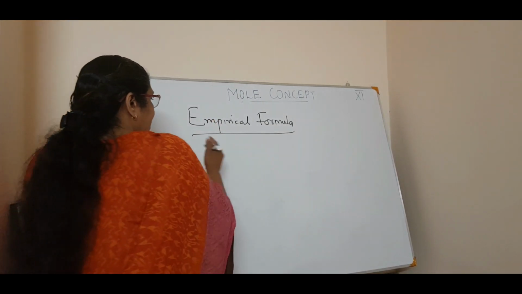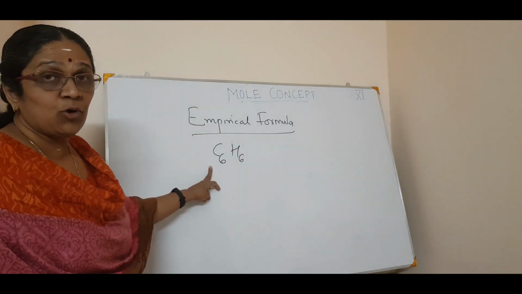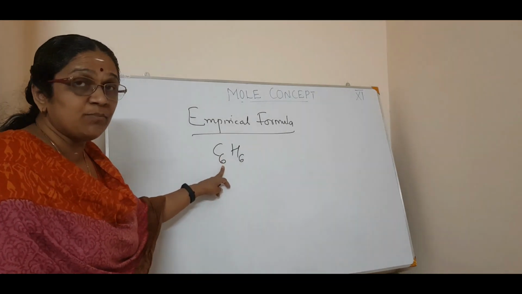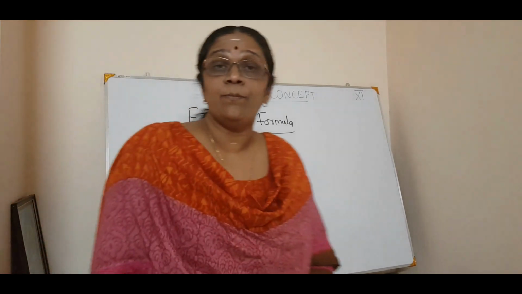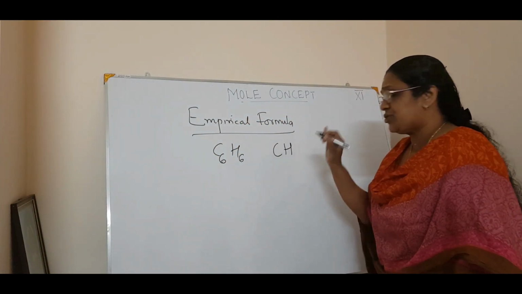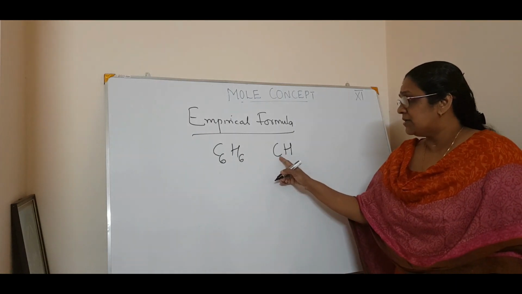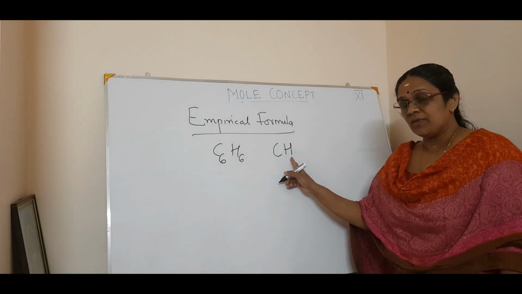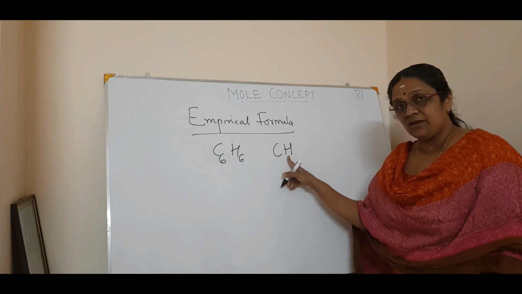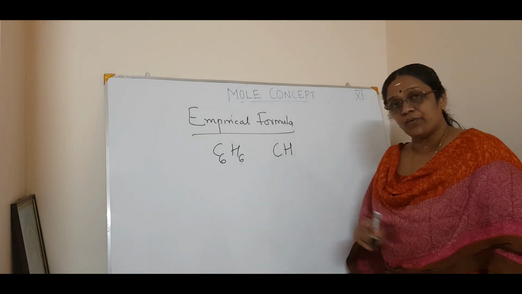Listen, if I say C6H6, you know, is benzene. So it is a molecular formula. You all know C6H6 is benzene. That is a molecular formula. Now, if I write the empirical formula of benzene, it should be written as CH. Correct? This is the simplest ratio of the various atoms, that is carbon and hydrogen, in a given molecule or compound.